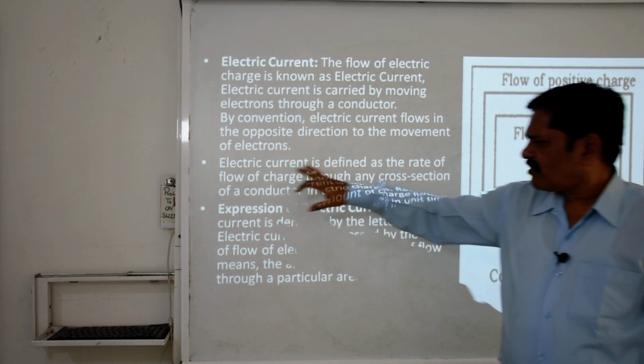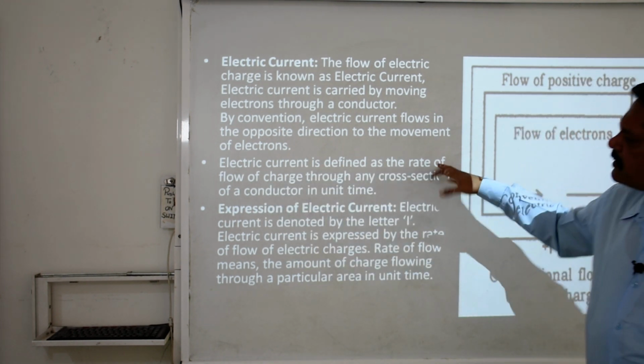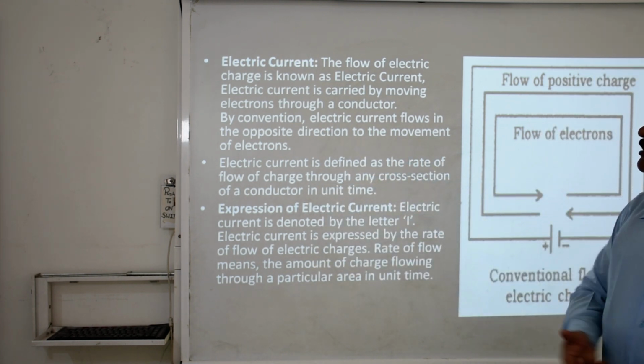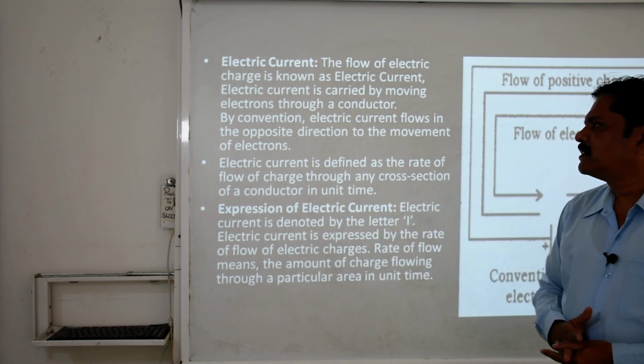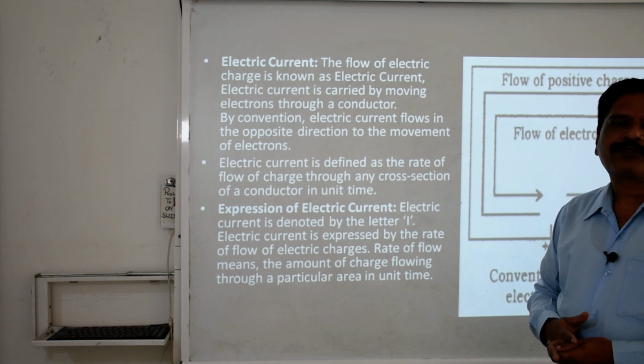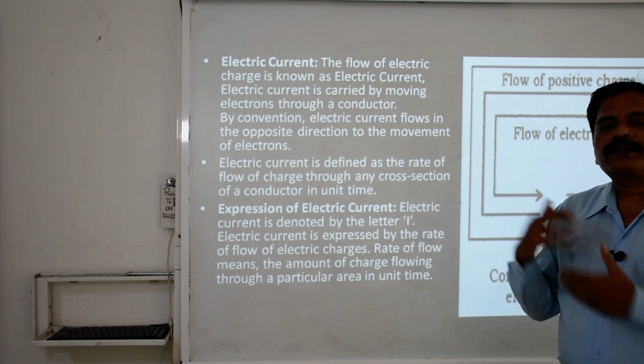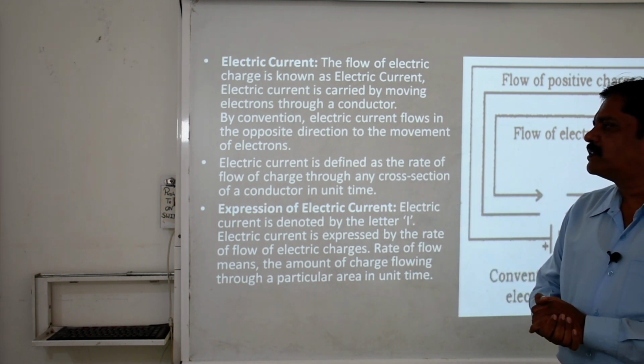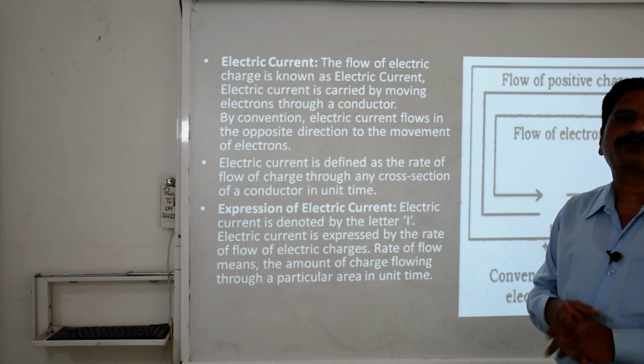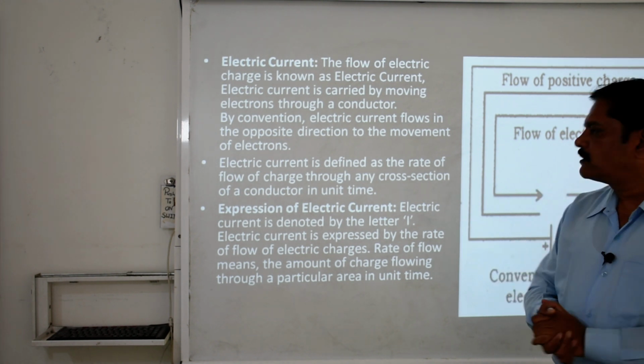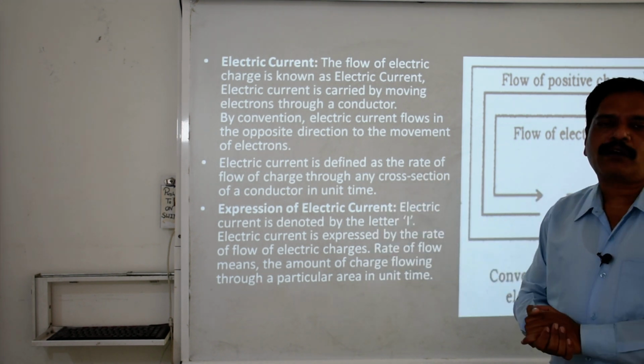So, electric current is defined as the rate of flow of charge through any cross section of a conductor in unit time. If you want to define that, then what amount of electric charge passes through the unit area, which area?